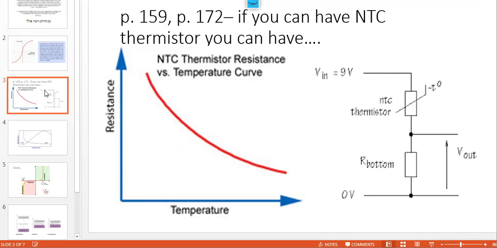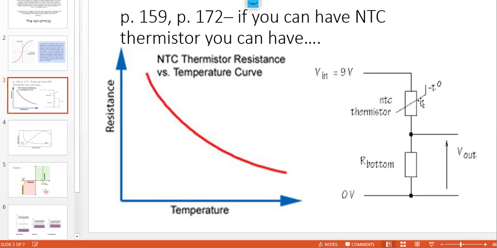There are things called negative temperature coefficient thermistors. A thermistor is a thermal resistor, okay? This is a plot of resistance against temperature, so it's really dependent upon temperature. For an NTC, as the temperature increases, look what happens to the resistance of it. It goes down. It becomes less resistant with higher temperature.